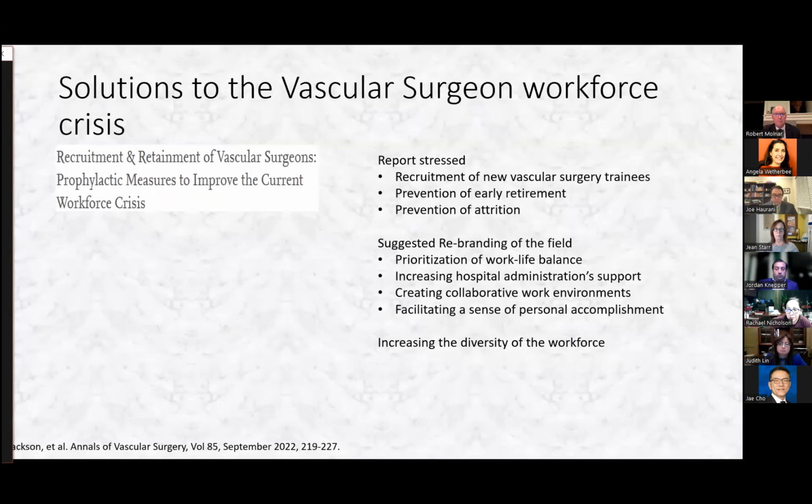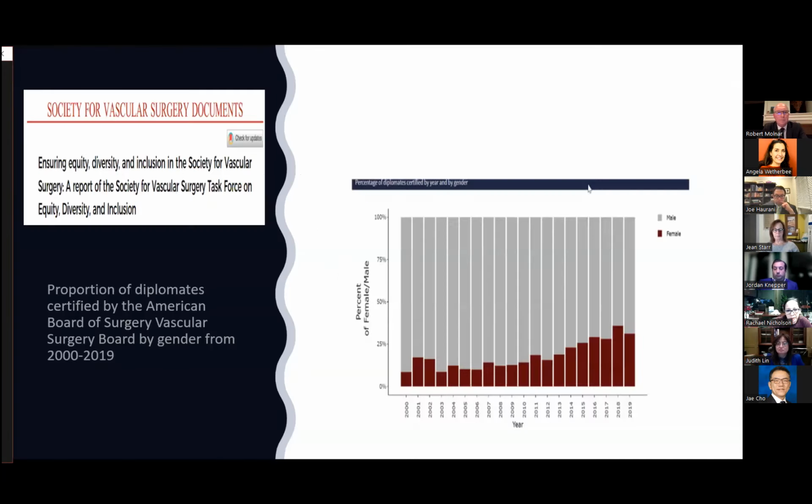So some solutions. Jackson and colleagues stressed the need to recruit new vascular trainees, and prevent early retirement and attrition. They suggested a rebranding of our field, with prioritization of work-life balance, increasing hospital administrative support, creating collaborative work environments, and facilitating personal accomplishments. Additionally, I think there should be a focus on increasing the diversity within our field. I think it's going to be critical to not only maintaining, but also growing the workforce.